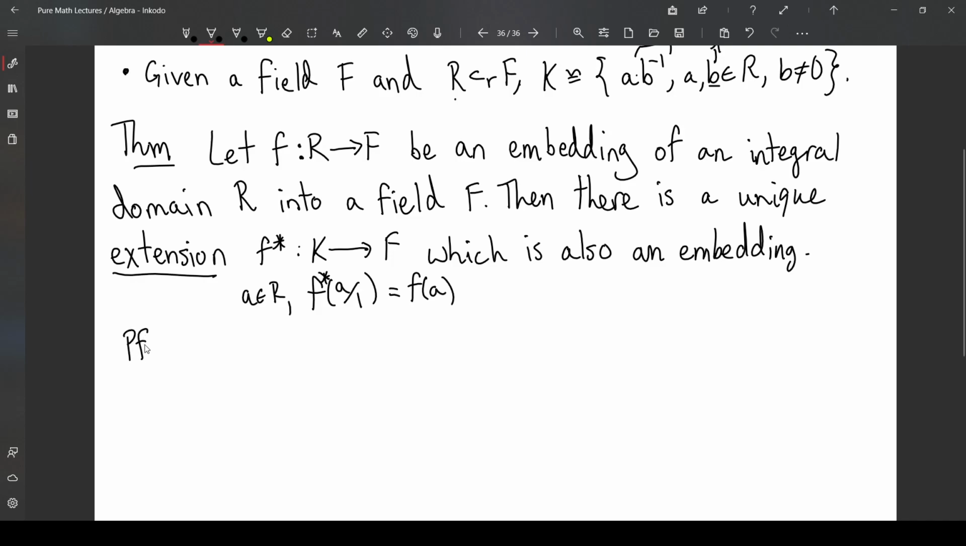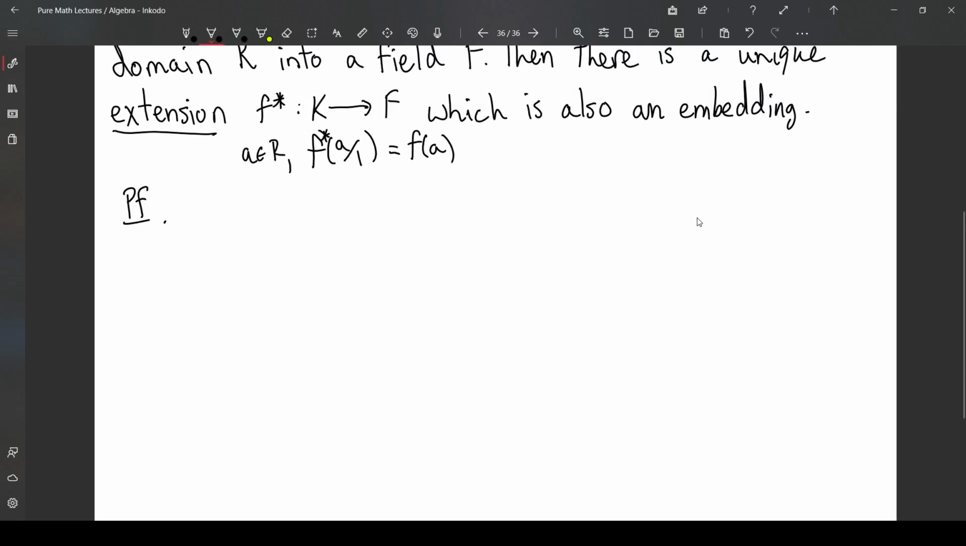Okay, so let's look at proving this. The proof is kind of simple. So we actually define f star of a over b to equal f of a over f of b. Okay, so what's the issue here? Well, the issue is that since we're defining a map on K, which is a set, well, a field, but a set of equivalence classes, we're defining things in terms of particular representatives a and b for this equivalence class.